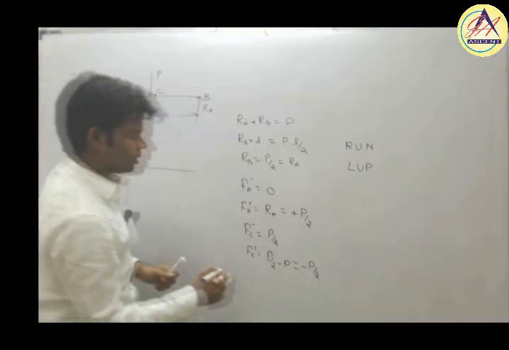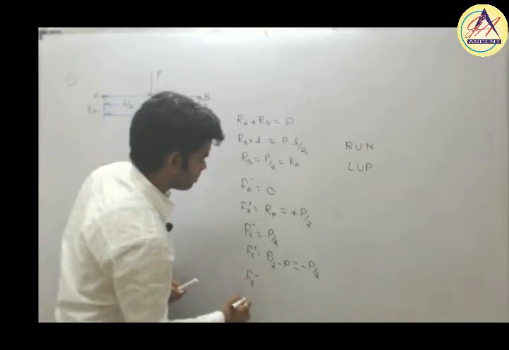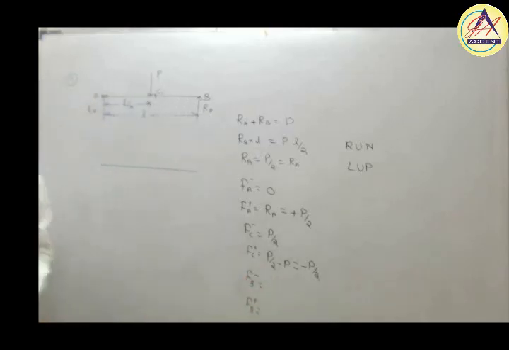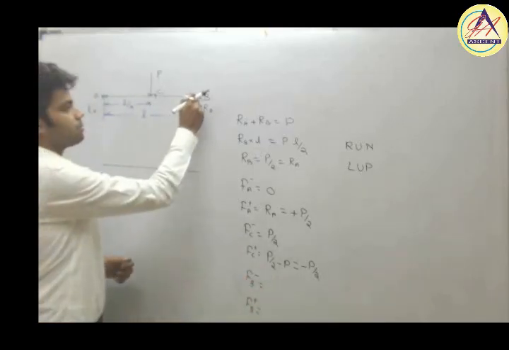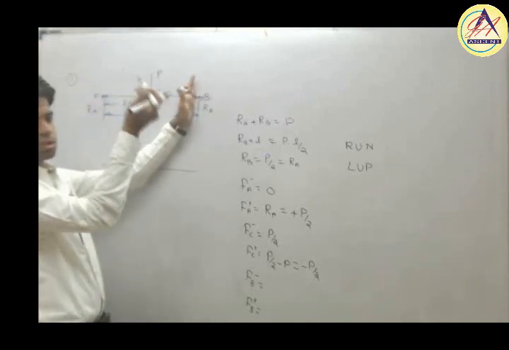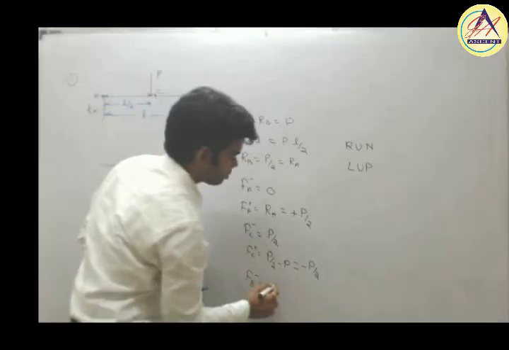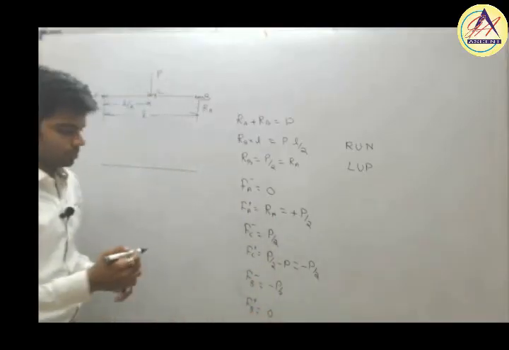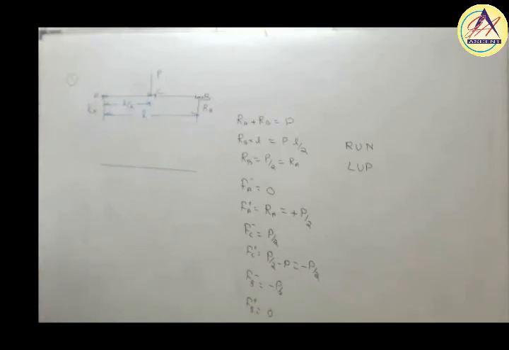Clear? Similarly, Fb minus and Fb plus. Fb minus is again the same as Fc plus, since there is no variation in load, so this will also be minus P by 2, and Fb plus is again 0. Now let us plot this shear force diagram.